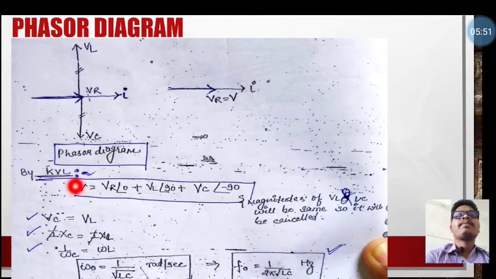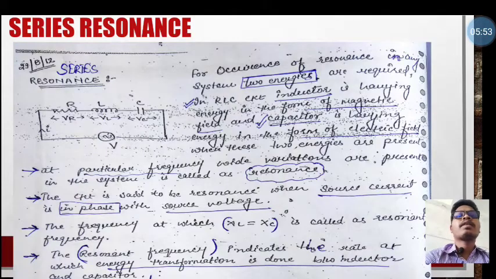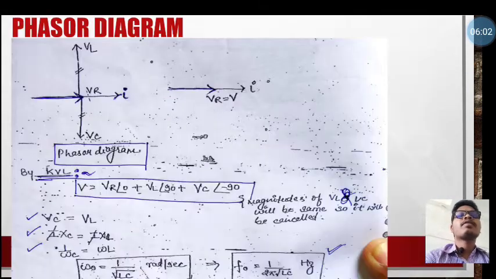By applying KVL in this equation, the total voltage is equal to the voltage across the resistance plus the voltage across the inductance plus the voltage across the capacitance. This is our KVL: the summation of all the voltages in a closed loop is equal to 0. So the source voltage is equal to the voltage across the resistance, and its phase angle is 0.